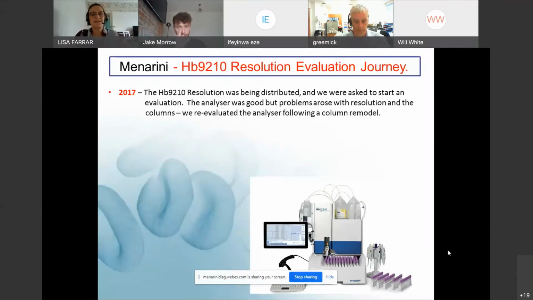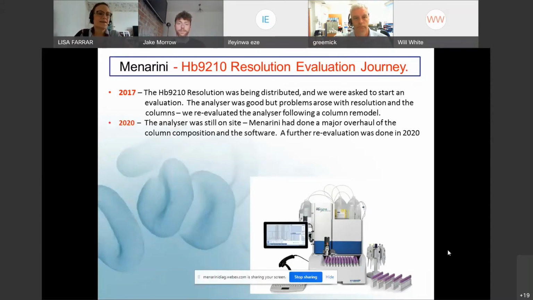So basically, we started our journey with the Hb9210 resolution back in 2017. It was marketed for distribution at this time, and the analyzer was an excellent analyzer. We started the evaluation, but we gradually ran into some issues which arose with the resolution and the composition of the columns and column life. The column structure was altered and a pre-filter was put in, and a couple of software updates happened. The analyzer was at this point adequate for screening for both newborn and antenatal samples, and following this part of the evaluation, the analyzer lay dormant in our lab for 3 years.